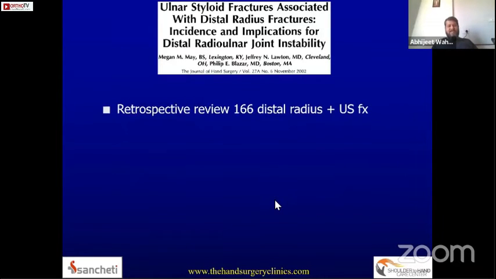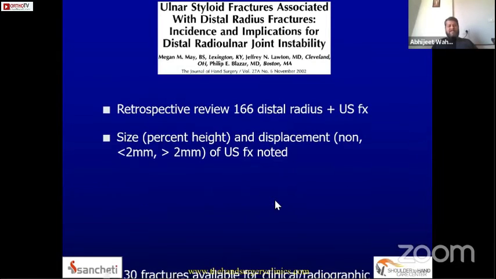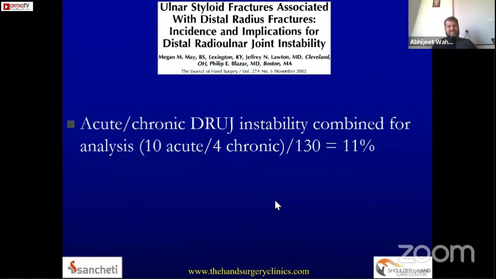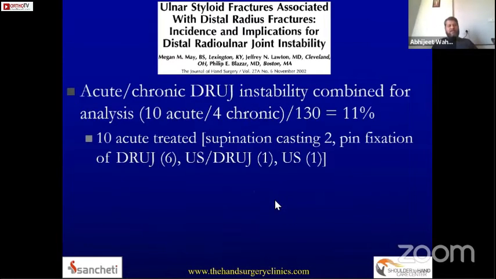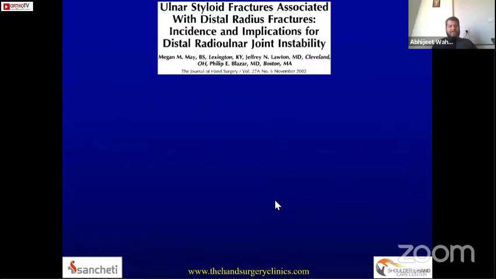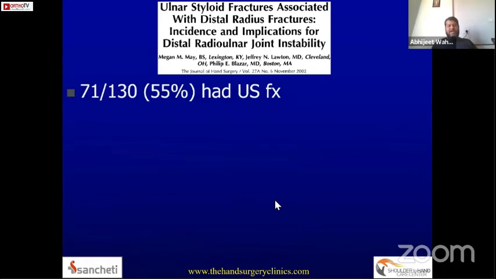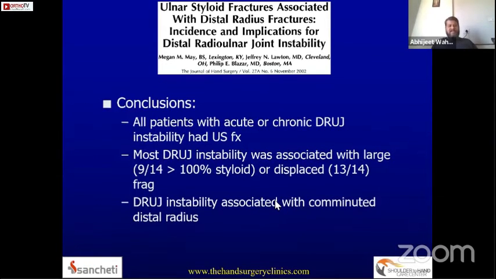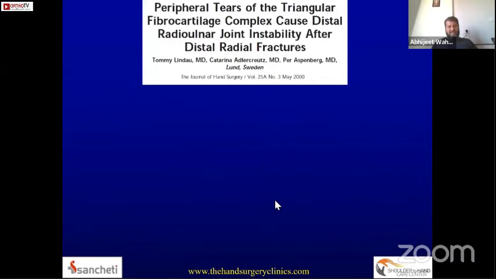This was a study from Cleveland from Philip Blazar's group. They did a retrospective review, and they found that ulnar styloid fractures that were displaced by more than 2 millimeters and were not addressed and had DRUJ instability went on to have poorer outcomes in terms of stiffness of the wrist joint, relating to loss of movement and ulnar styloid wrist pain. And therefore, they recommend fixation of the ulnar styloid fracture if it is grossly displaced.